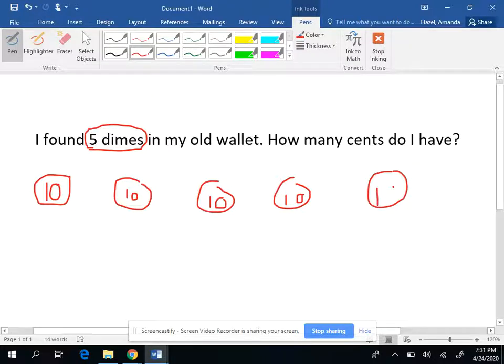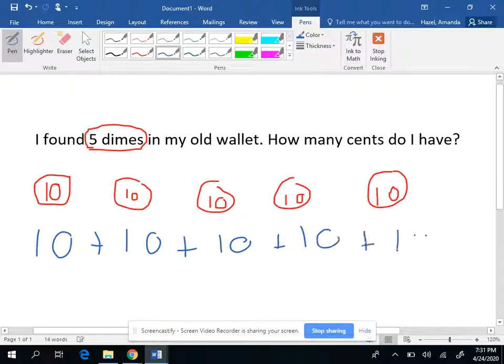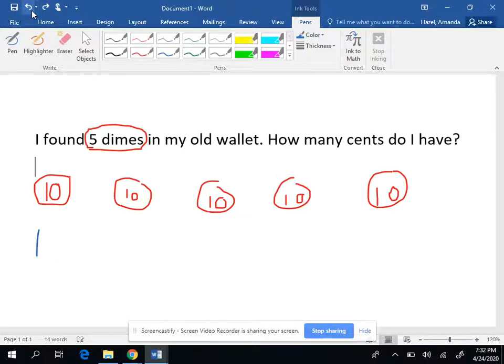Alright. Now I need to know how many cents I have, so I have to add all these together. I could do 10 plus 10 plus 10 plus 10 plus 10 and break it up and then keep going and going and going. But I don't need to do that because 10 is a good number to skip count by. So I don't even think I need this equation here. For this problem, I can just skip count.